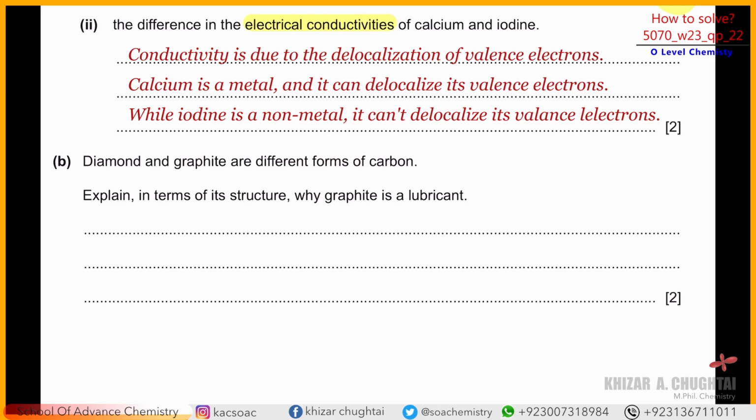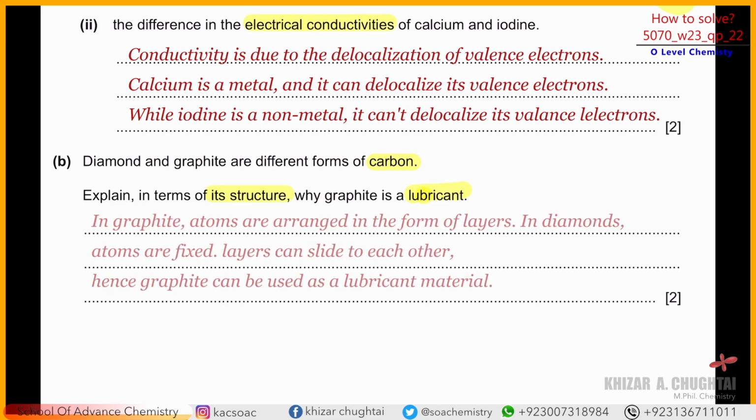Part B, diamond and graphite are different forms of carbon. Explain in terms of its structure why graphite is a lubricant. The structure of graphite is basically a layered structure. There are so many layers and the layers can slide over each other. So the first thing is, in graphite the atoms are arranged in the form of layers and these layers can slide over each other. So that's why graphite acts as a lubricant.